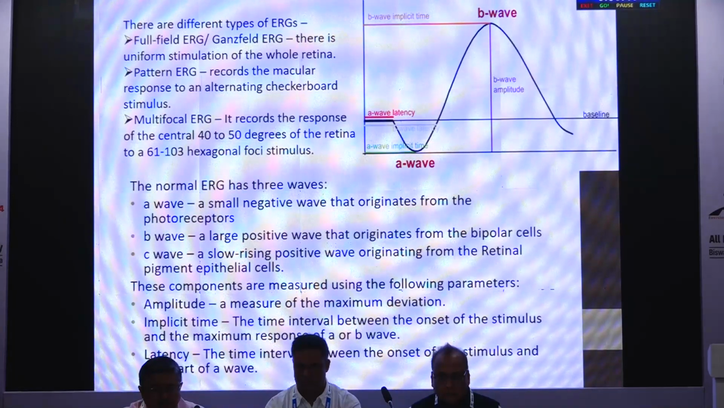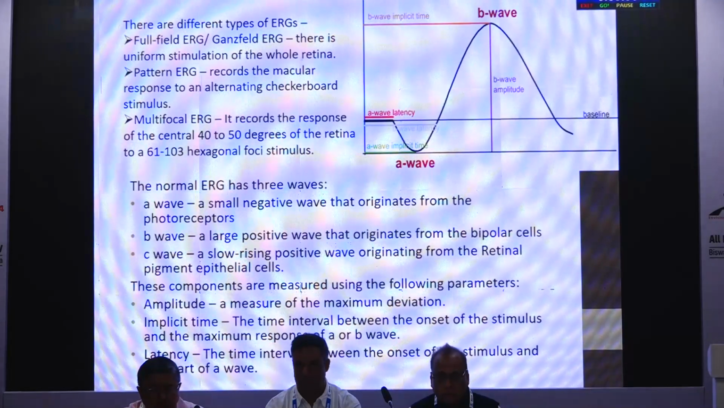And there are 3 types of ERG: full field ERG, pattern ERG, and multifocal ERG. So ERG is recorded as shown in the graph. Here the A wave is a small negative wave that originates from the photoreceptors, B wave is a large positive wave that originates from the bipolar cells, and C wave is a slow rising positive wave originating from the RPE cells.